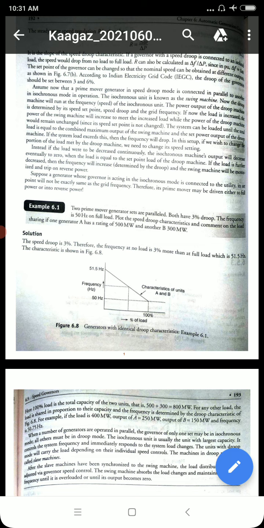Okay, so if the load is 400, let us assume, obviously A is 250 and B is 150, proportionally we can take, and the frequency is around 50.75 hertz. We can see that in the figure.